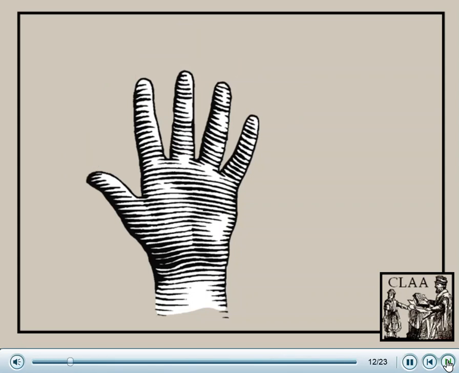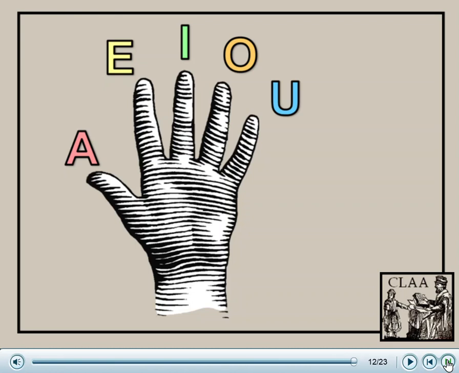Let's practice with our fingers again and recite the 5 Latin vowels, starting with your thumb. A, E, I, O, and U. Each time we say a vowel, wiggle that finger. Let's try it again. A, E, I, O, U.